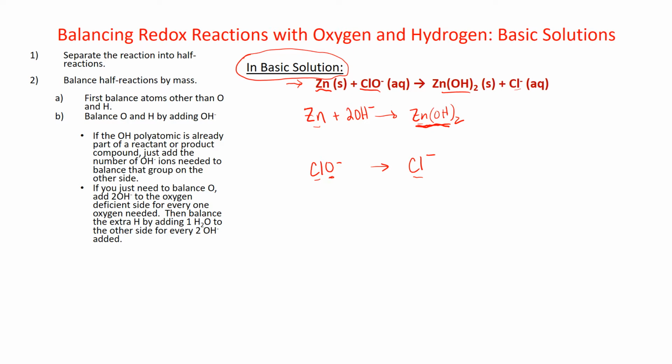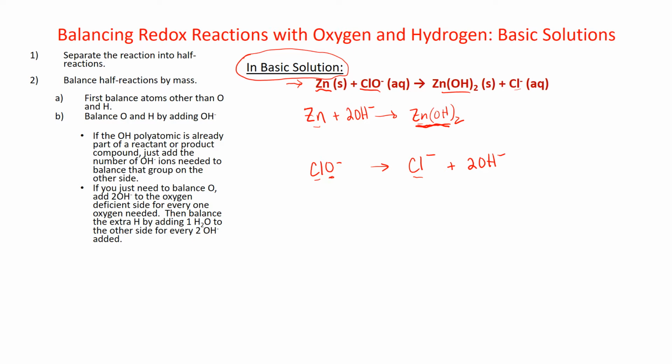So I have 1 oxygen on the left-hand side. I am actually going to add 2 hydroxide ions to the right-hand side to balance it out. Now, the reason I do this is because I know that when I add hydroxide, I'm actually adding hydrogen as well. And I don't have hydrogen independently on the left-hand side. I'm going to have to add a second term to actually balance that hydrogen.